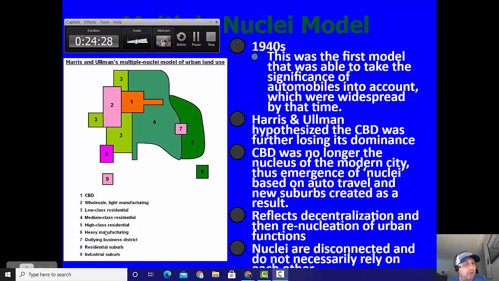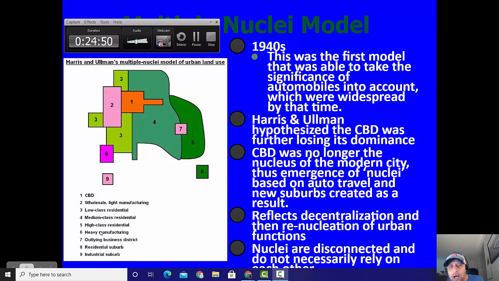This is a great example of a multiple nuclei. Do you see? Now we have a lot more zones, right? We have the CBD still as number one, but you'll notice we have a number of different wholesales, like light manufacturing is number two. Then we have the regular low, medium, and high class housing, but you'll notice it's much more spread out. It's much further from the CBD than it's ever been. And then take a look at 7, 8, and 9.